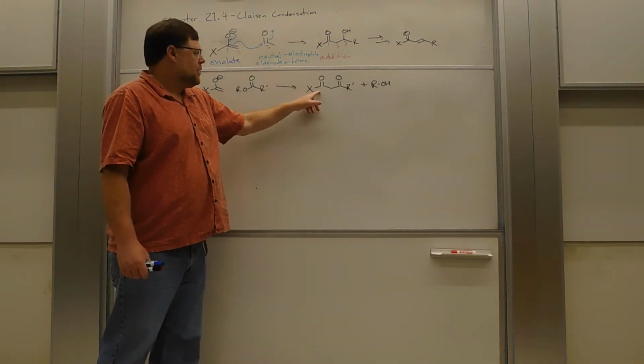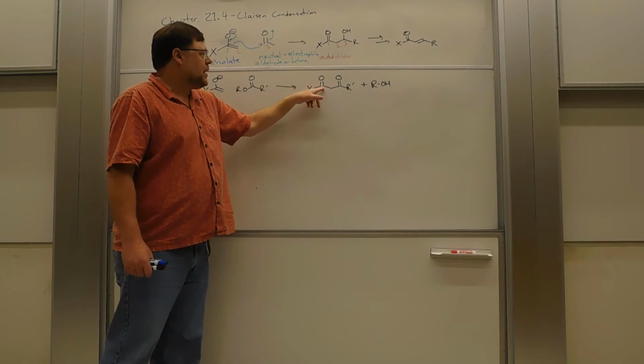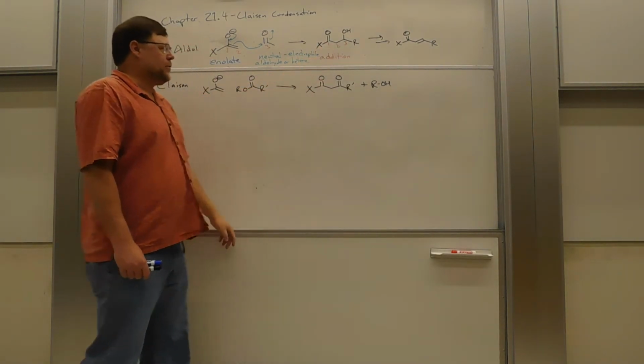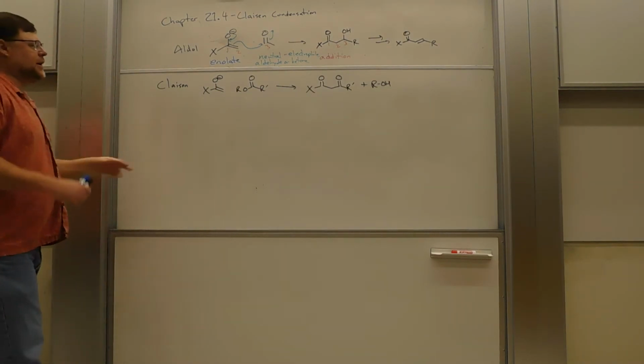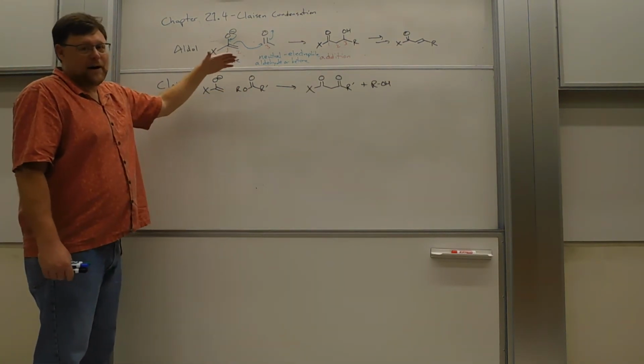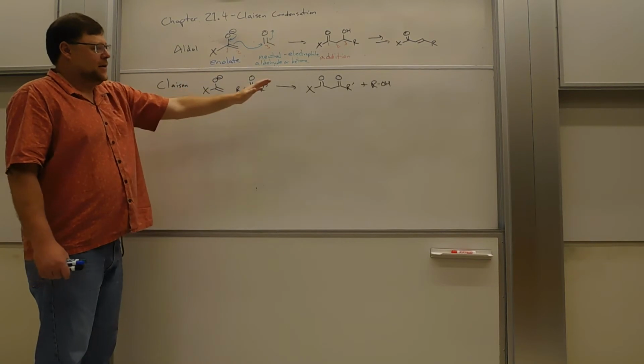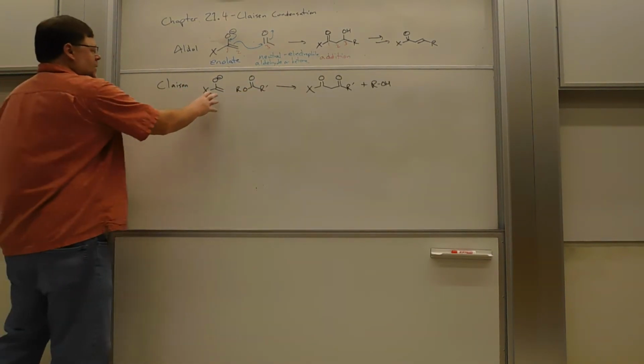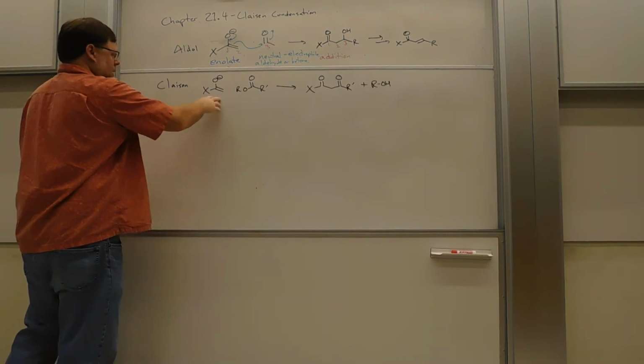You end up with carbonyls 1,3 to each other. In the aldol, you end up with a carbonyl and an alcohol 1,3 to each other. So it's a change in oxidation state. The electrophile starts off in a higher oxidation state, so it makes sense that the product ends up in a higher oxidation state. So we've talked about how to make enolates.